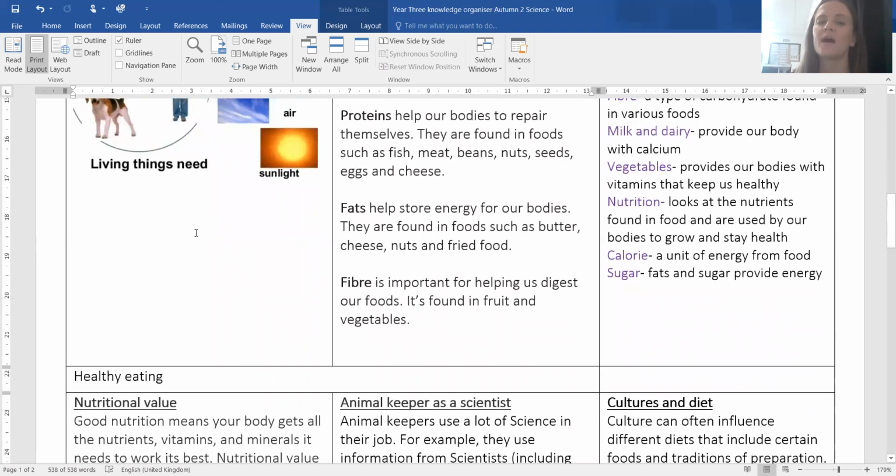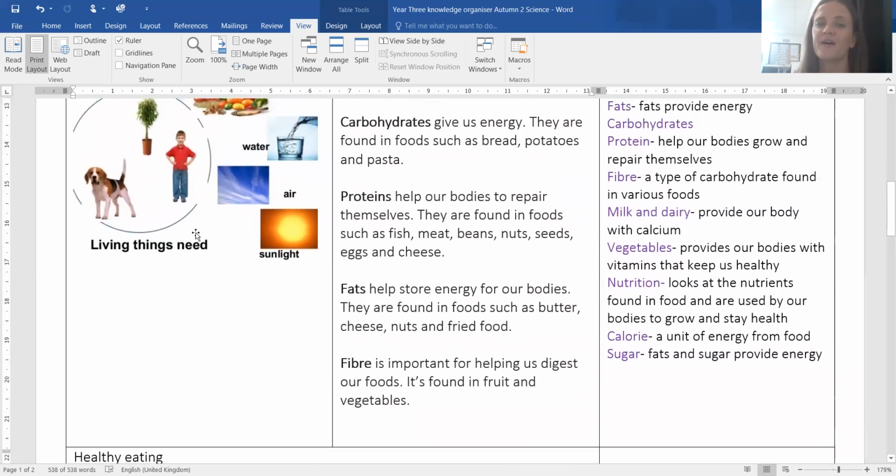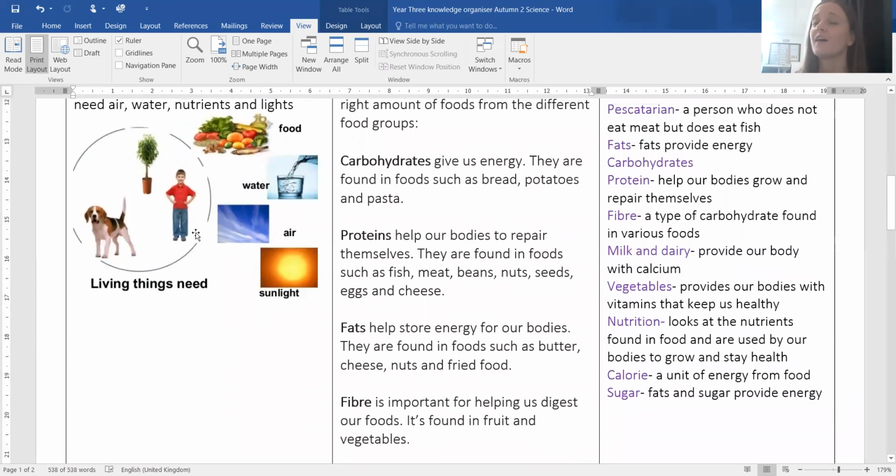Fats help store energy for our bodies, and they are found in foods like butter, cheese, nuts, and fried food. And then fiber is important for helping us digest our food, and it is found in fruits and vegetables. So our 5 main food groups are fats and sugar, carbohydrates, proteins, milk and dairy, and then vegetables and fruits.